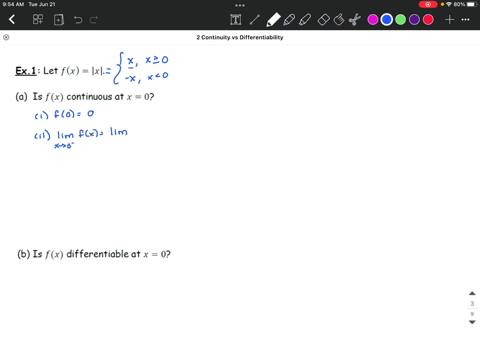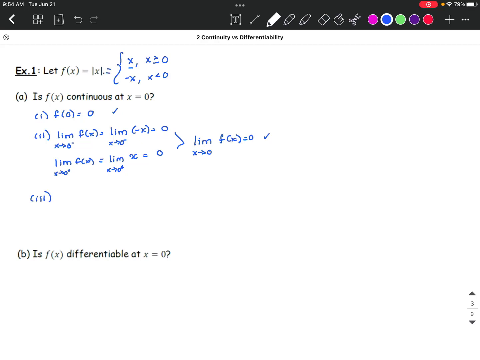That's the limit as x approaches 0. And from the left, that's the bottom piece of the function, which is 0, because negative 0 is still 0. And then we do the limit as x approaches 0 from the right of f of x. That's the top piece of the function, which is just x. And when we do the substitution, we get 0. Since those are equal, we know that the limit as x approaches 0 of f of x is 0. So we showed that the function exists, we showed that the limit exists.